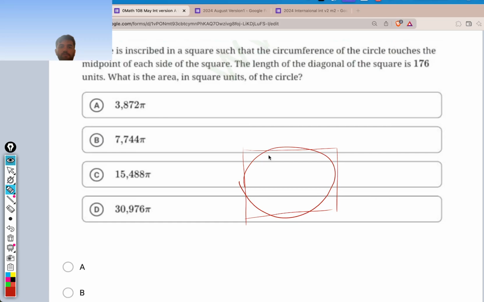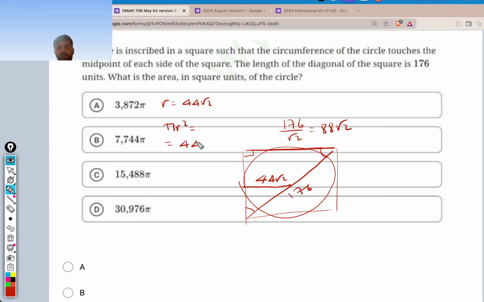A. Length of diagonal of square 176. If it is 176, because it is 45, 45 and 90, it will be 176 over square root of 2, and it will be equal to 88 square root of 2. It's also 88 square root of 2. If it is 88 square root of 2, it means that diameter or radius is equal to 44 square root of 2. So if radius is equal to 44 square root of 2, then you can find answer with using πr squared. Like that. Then you will get A as answer.